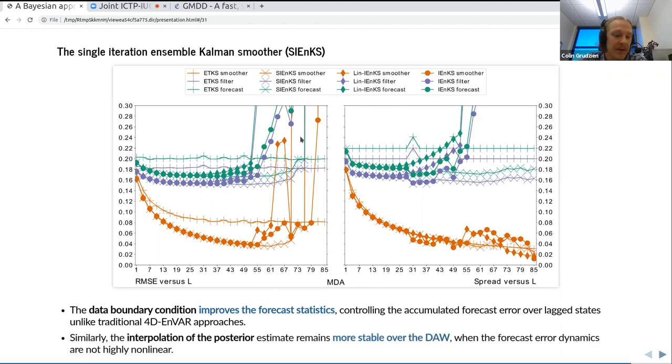And similarly, the interpolation of the posterior estimate does remain more stable over the data simulation window when the forecast error dynamics are not highly nonlinear. This is relying on the adequacy of the tangent linear approximation.